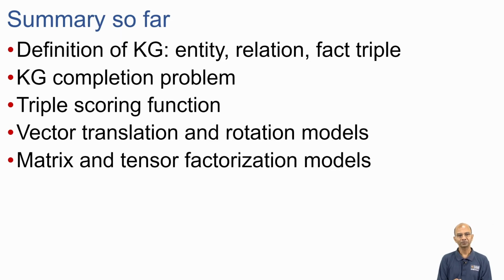So here's the summary so far. We defined what a knowledge graph is in terms of entities, relations, and fact triples. We noted that knowledge graphs are very incomplete and we need to either complete them or infer missing facts. To do that, we need a triple scoring function f, which given a subject, relation, and object gives us a real confidence score in that fact. We can turn that into a probability if we wish and use that probability in a loss function. Then we explored two families of knowledge base encoding or representation schemes. The first used either translation or rotation, and the second, which we discussed just now, is to use matrix and tensor factorization models.